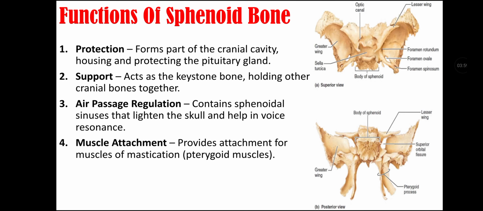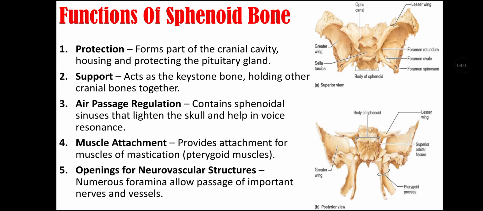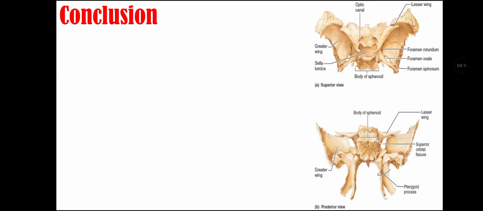A fourth function is muscle attachment, as it provides attachment for muscles of mastication like pterygoid muscles. And then it has opening for neurovascular structure. There are numerous foramina in this that allow passage of important nerve and vessel.